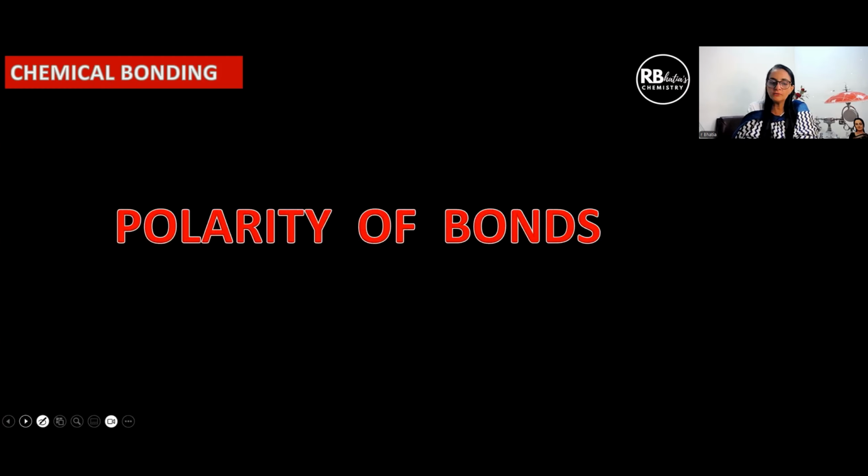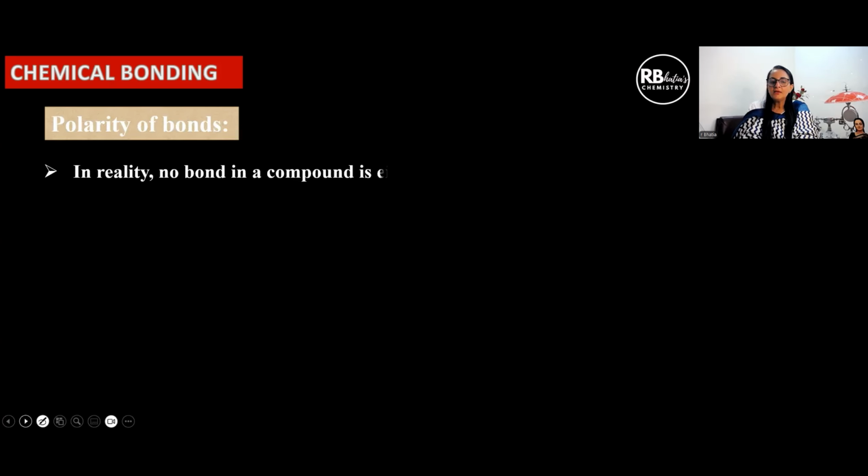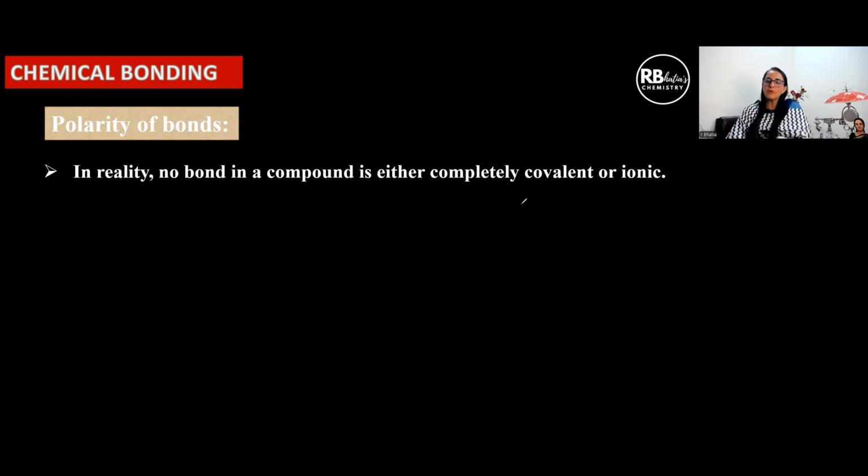Ozone is very important. So we move on to the next topic, that is polarity of bonds. What is polarity? No bond in a compound is either completely covalent or ionic. Just to remind you, covalent bonds are those which are formed by mutual sharing of 1, 2, or 3 electrons. For example, this is a single covalent bond, this is a double covalent bond, and this is a triple covalent bond. An ionic bond is formed by complete transference of electrons from one to another.